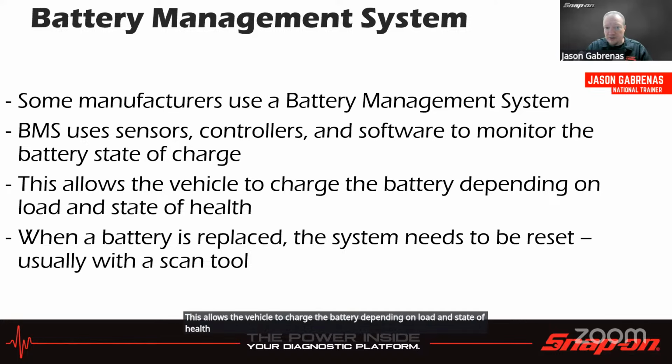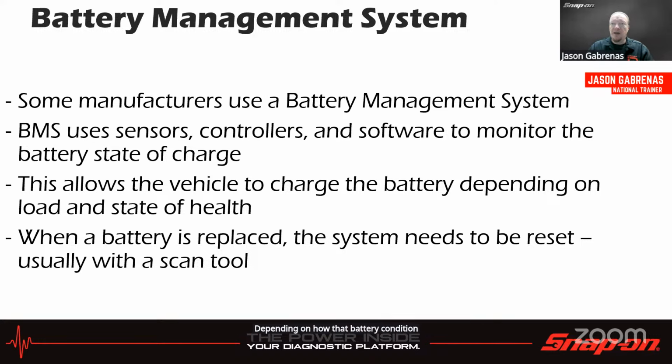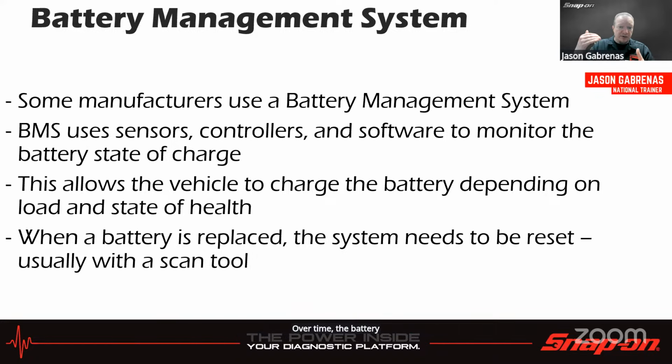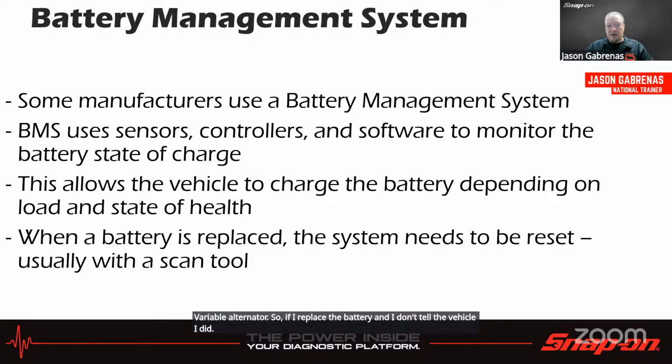There's a lot of vehicles nowadays that have adjustable alternators that'll adjust output up and down depending on how that battery condition is. But when a battery is replaced, the system needs to be reset, and it's usually reset with a scan tool. So if you think about over time, the battery wears out, maybe I need to increase that current flow out of that variable alternator. So if I replace the battery and I don't tell the vehicle I did, it might think, oh, it's still got this battery that's 5 years old or however old it is, and I'm going to just pump up the charge, and I could blow out that battery pretty quick.